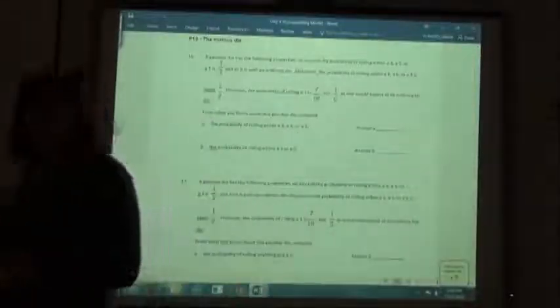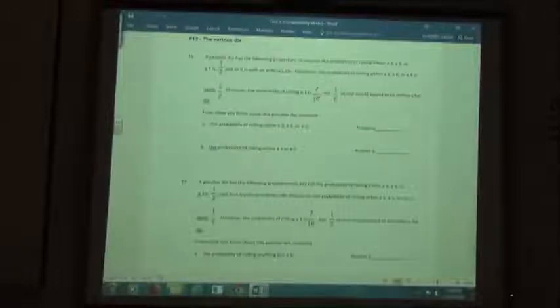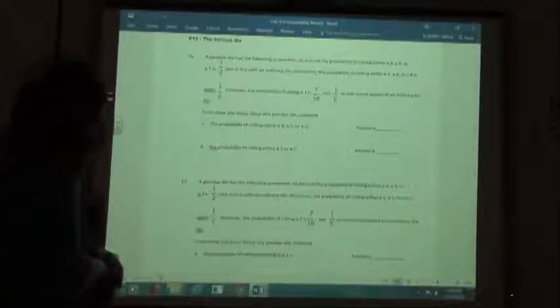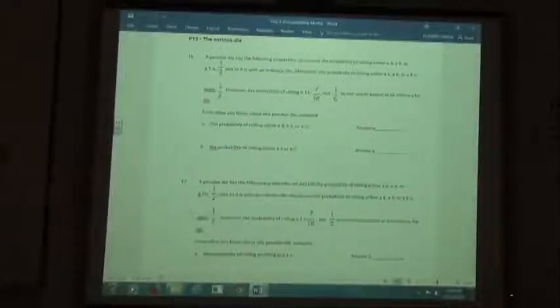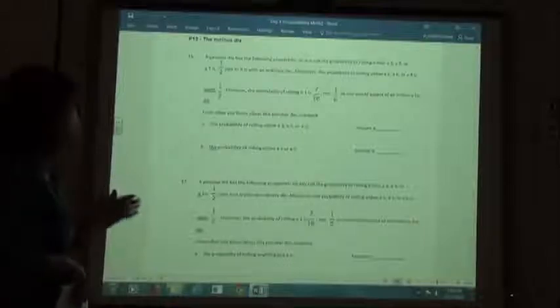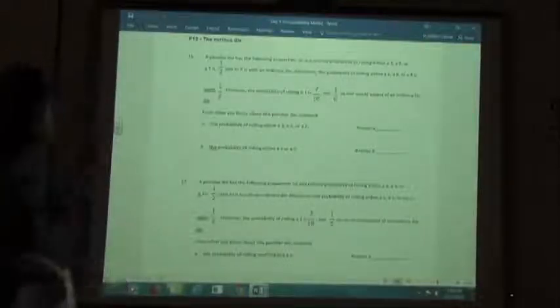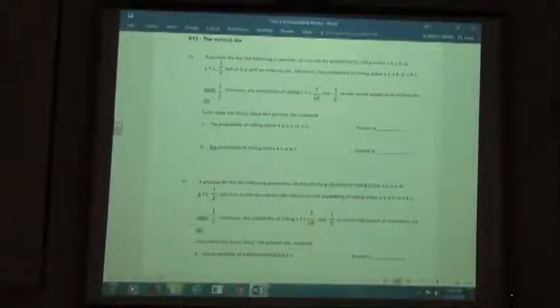All right, this one's a little crazier. It says a particular die has the following properties. On any roll, the probability of rolling either a 3, a 5, or a 1 is 1/2, just like it would be with an ordinary die. Moreover, the probability of rolling a 1, 6, or 4 is, again, 1/2. However, the probability of rolling a 1 is 7/16, not 1/6, as you would expect.